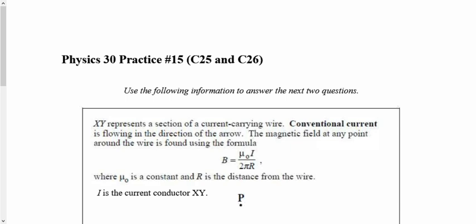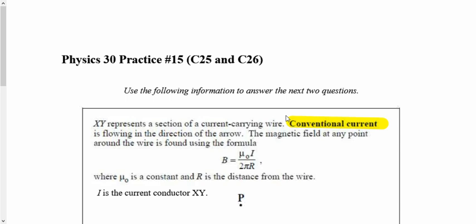So look at practice question set number 15. Since XY represents a section of a current carrying wire, conventional current, you guys remember what that is? Talked about that a little bit yesterday. Conventional current is what? It's the flow of positive charge. And we don't very often see that in Physics 30.